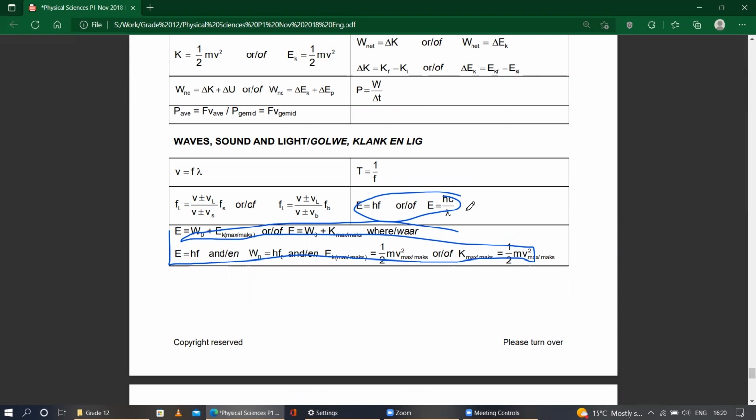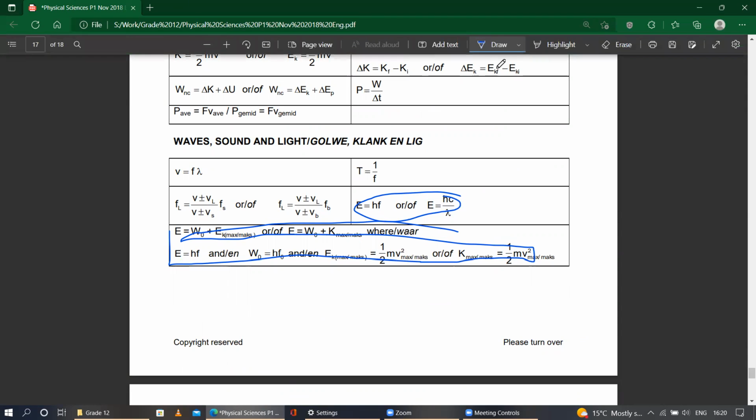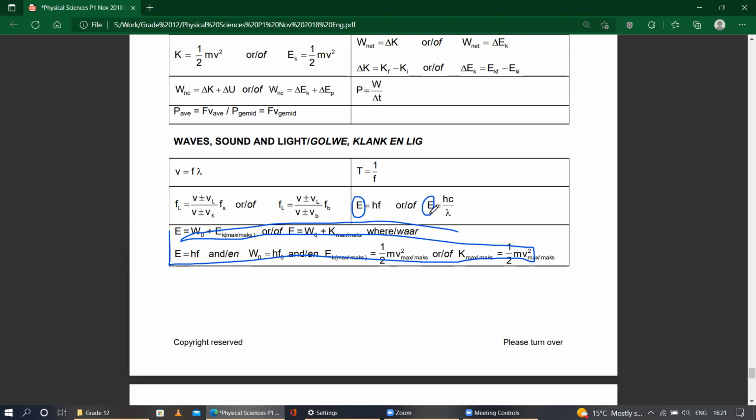So guys, here's the equation that we can use, because we have to determine the energy and find out whether the energy is greater than the work function, or we find our frequency and find out if that frequency is greater than the threshold frequency. So these are like the two ways that we can get to our answer.